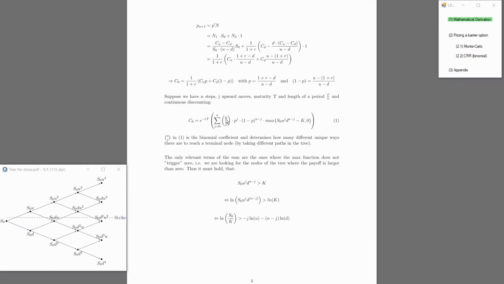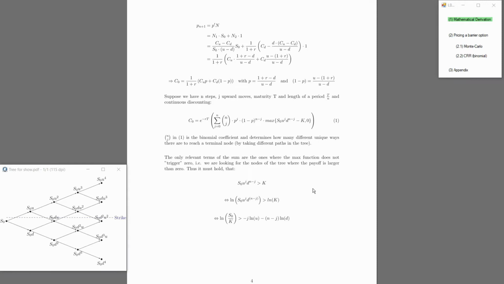So what does the binomial coefficient do? The binomial coefficient determines how many different unique ways there are to reach a terminal node. So for example, this node down here has one unique way to get there, and this is this one right here. But for example, this one has multiple ways.